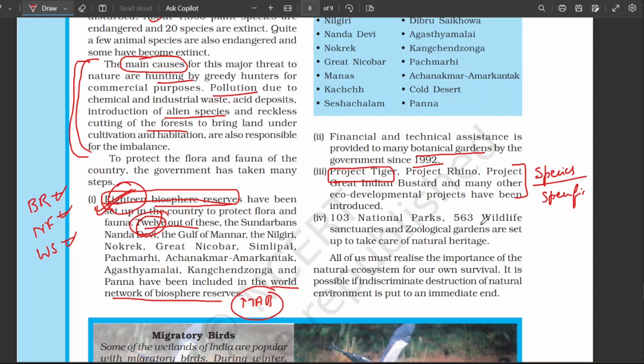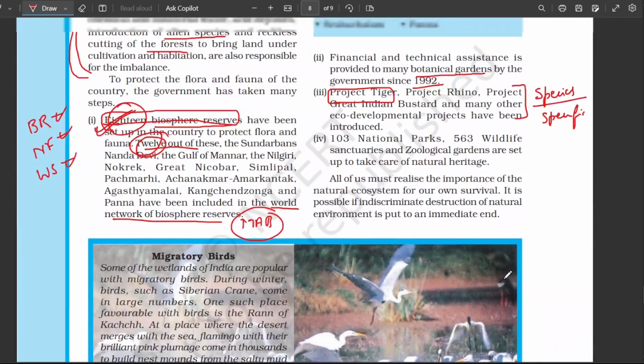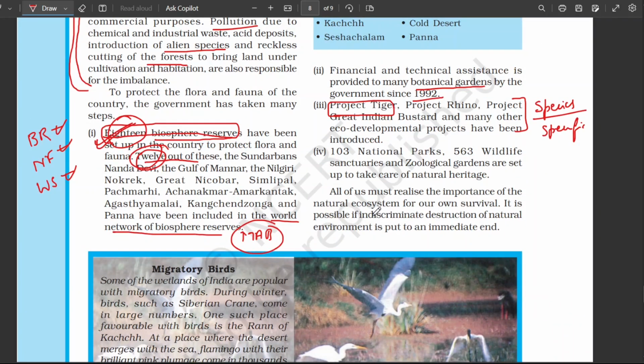103 national parks, 563 wildlife sanctuaries and zoological gardens are set up to take care of natural heritage. All of us must realize the importance of the natural ecosystem for our own survival. They are not important in themselves only, they are also important because our survival depends on that. It is possible if indiscriminate destruction of the natural environment is put to an immediate end.